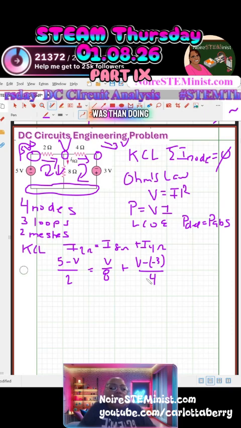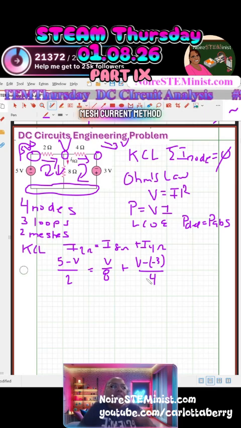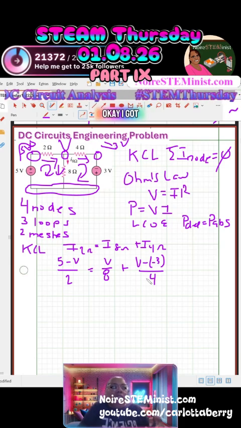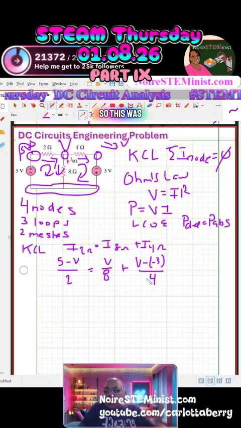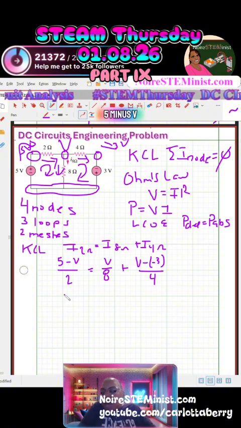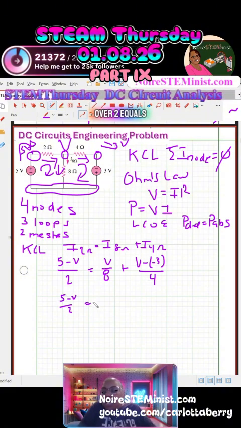Look how much easier that was than doing the mesh current method. That's 1 equation, 1 unknown. When I did this with the mesh current method, it was 2 equations, 2 unknowns, okay? I got 1 equation and 1 unknown, and I'm already ready to solve for V. So this was a much better approach to this problem. 5 minus V over 2 equals V over 8 plus V plus 3 over 4.